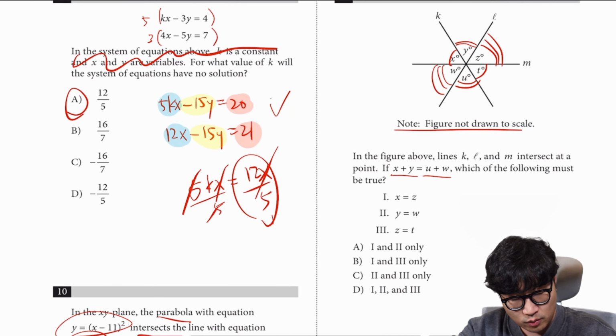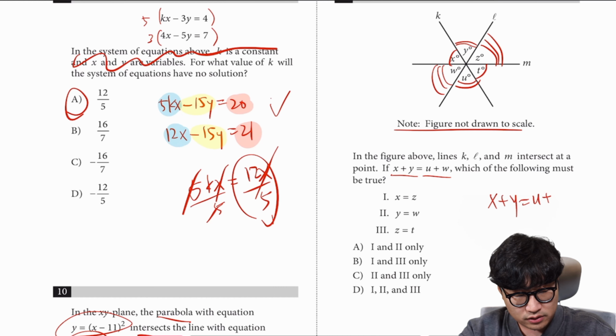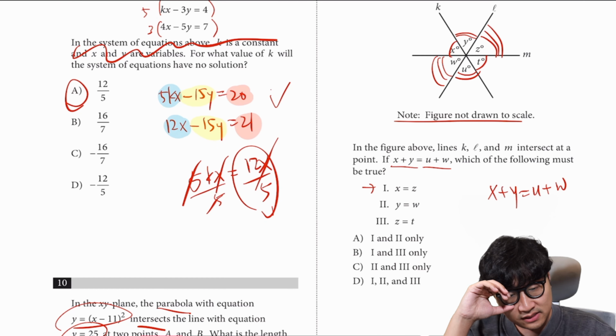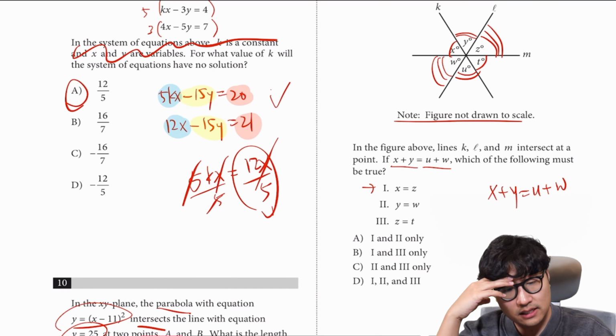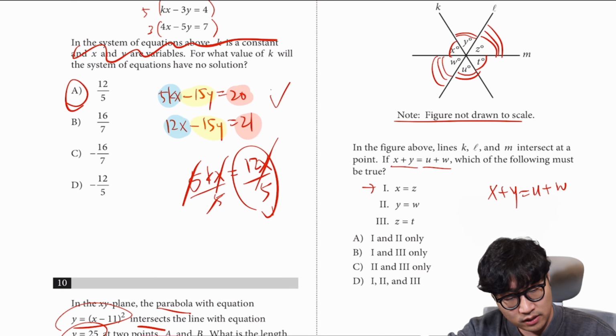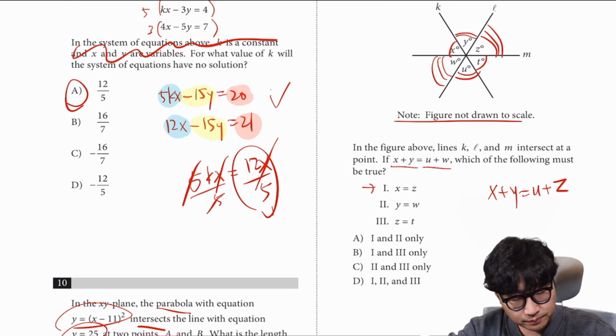So if you look at Roman number 1, basically you can just replace that shit. x plus y is equal to u plus w. So I'm doing this Roman number 1 right now. And x is already there, but z is not there right now. But if you look at it, z is basically the same thing as w because they're vertical angles. So instead of the w right here, I'll replace that shit with the z.